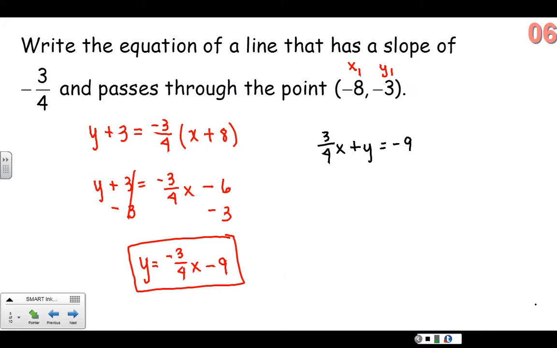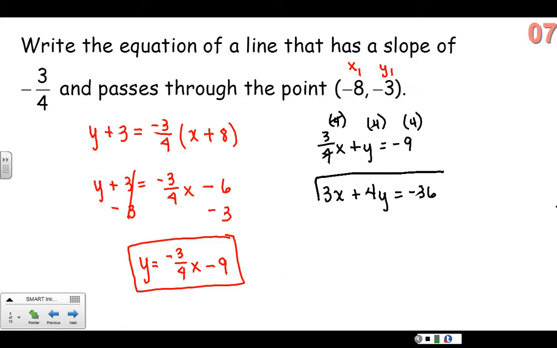But the rule for standard form is that you cannot have any fraction or decimal coefficients. So if you remember from earlier algebra classes, I can clear the fractions out by multiplying through by the common denominator. In this case, the common denominator would be 4, so I'm going to multiply everything by 4. So those will cancel out. I would be left with 3x plus 4y equal to -36. And that would be the correct standard form of that equation.